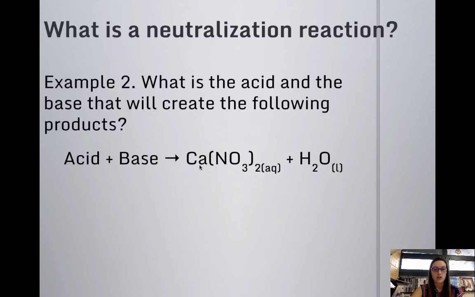Ca(OH)2, so calcium hydroxide. So remember, whenever you write a new formula, you have to look at charges. You have to crisscross charges. So you'll have HNO3 plus Ca(OH)2. Then go through and balance the equation. So remember, you can rewrite this as HOH to help you balance. You can balance the H's, you can balance the OH's.